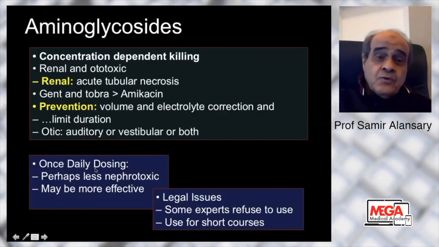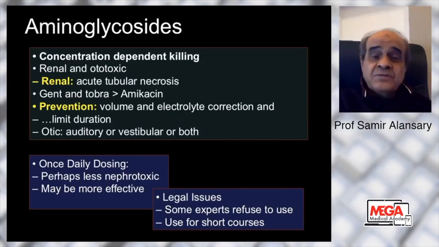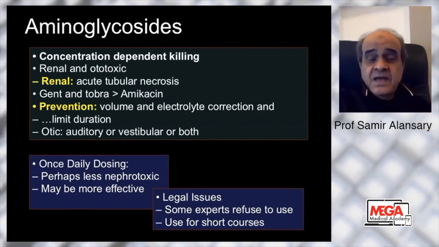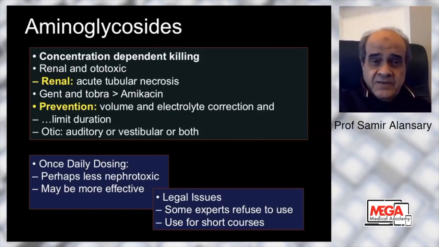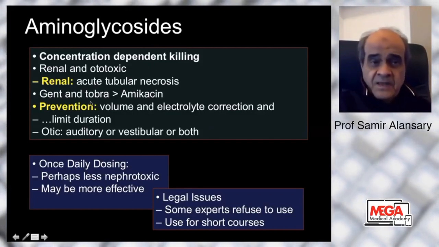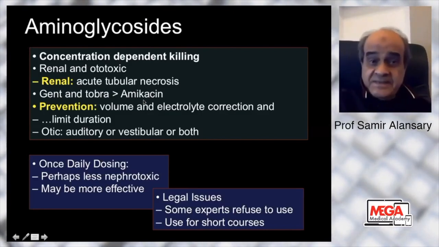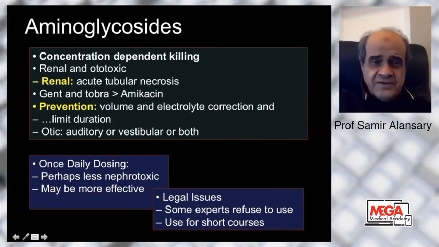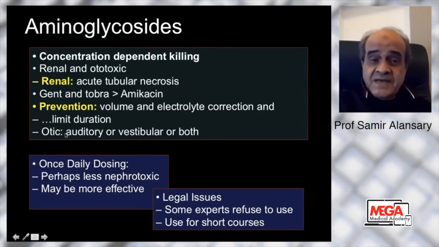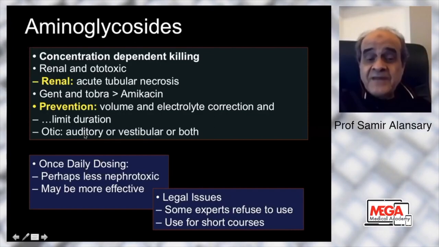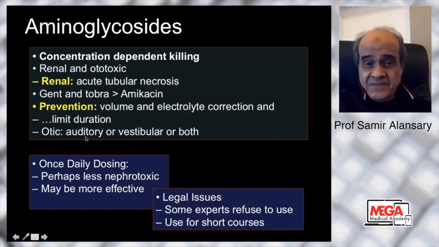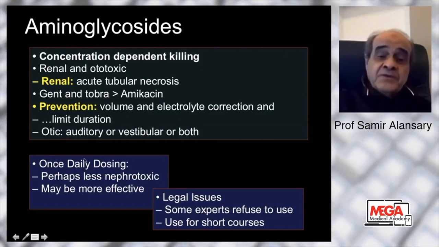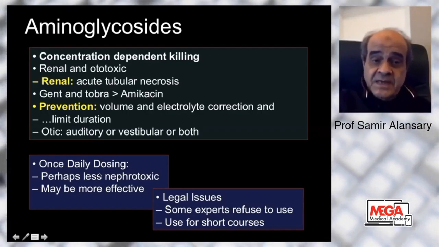The other important group is the aminoglycosides, which are concentration dependent, as I told you at the start of the lecture, and they have renal and ototoxic activity. Renal toxicity can cause acute tubular necrosis. Gentamicin and tobramycin are more nephrotoxic than amikacin. Volume and electrolyte correction: try to hydrate your patient, try to overhydrate. Otic complications, as I said, auditory and vestibular, and it is irreversible. This affects the small fibers and must be detected by audiogram. Better to use it once daily; dosing is perhaps less nephrotoxic and maybe more effective.